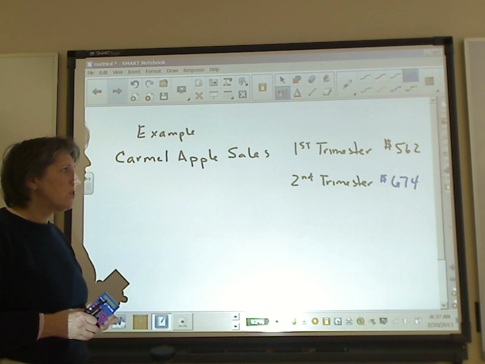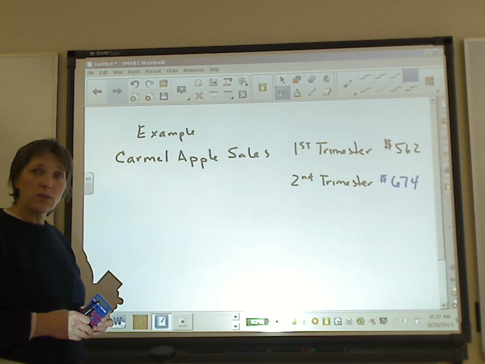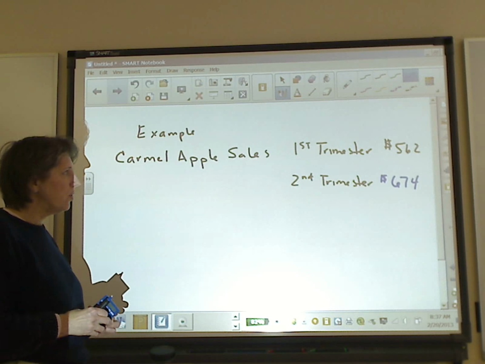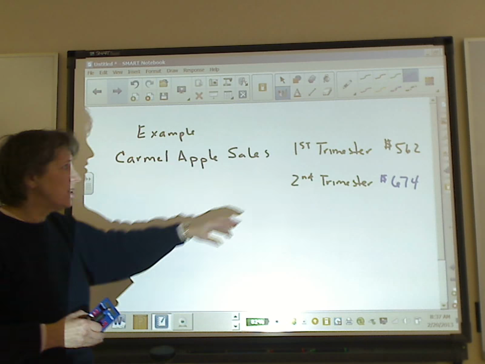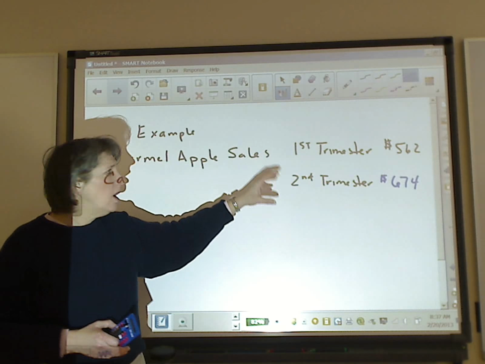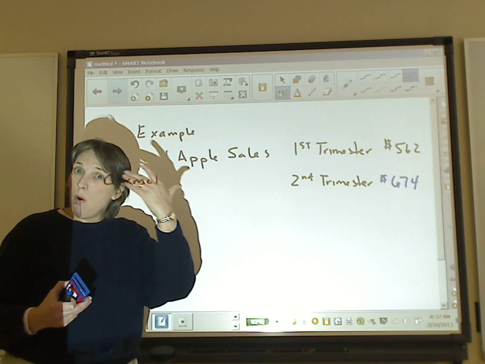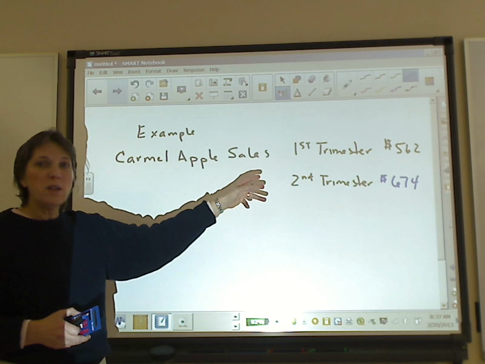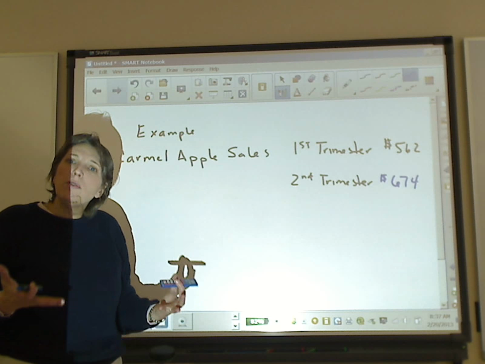The second trimester, I finished with $674. I'm making a projection here, right? Let's pretend like the second trimester is over. So how do we find out? The original amount is always the one that comes first. So this is obviously a larger number. So you can use your brain and understand that it is a percent increase. So now we just have to find what that percentage was.